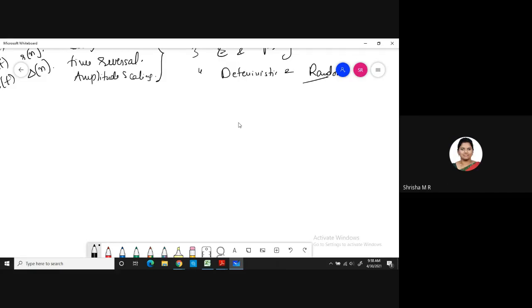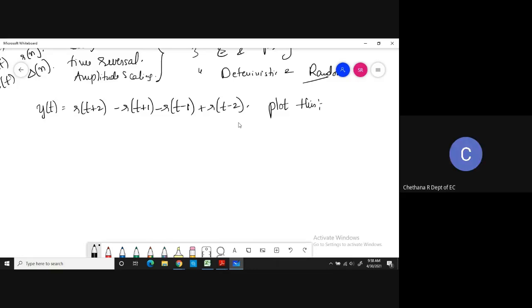So y of t is equal to r of t plus 2 minus r of t plus 1 minus r of t minus 1 plus r of t minus 2. So this is a given waveform. I had told you to plot this, right? Did you plot?